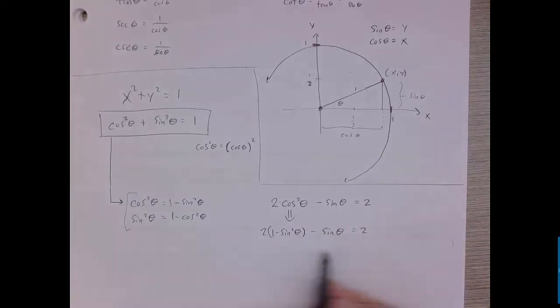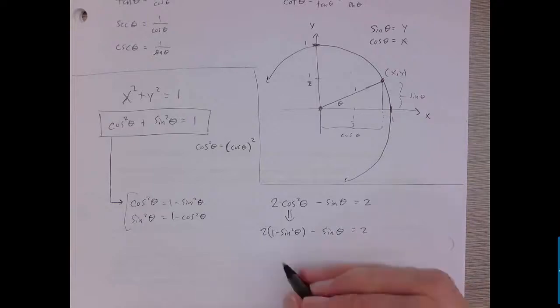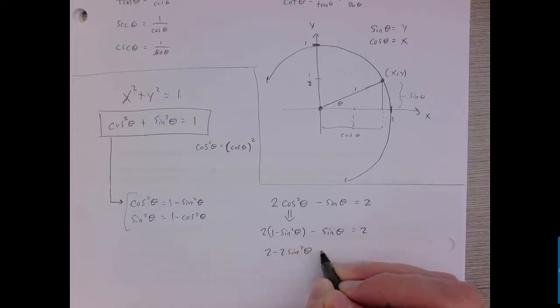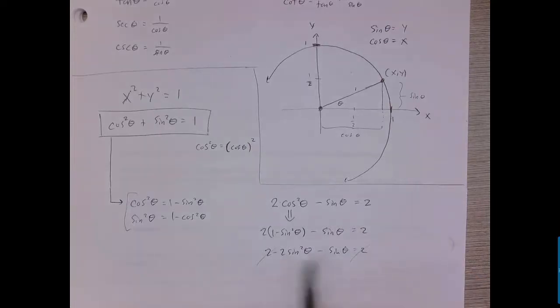And so now you can distribute. Let's distribute and subtract. So now we've got 2 minus 2 sine squared theta minus sine theta equals 2. I can subtract the 2's from both sides. I can multiply by -1. So now I've got 2 sine squared theta minus sine theta equals 0. And now you can really apply the same kind of technique that you did before by substituting in blob for sine.